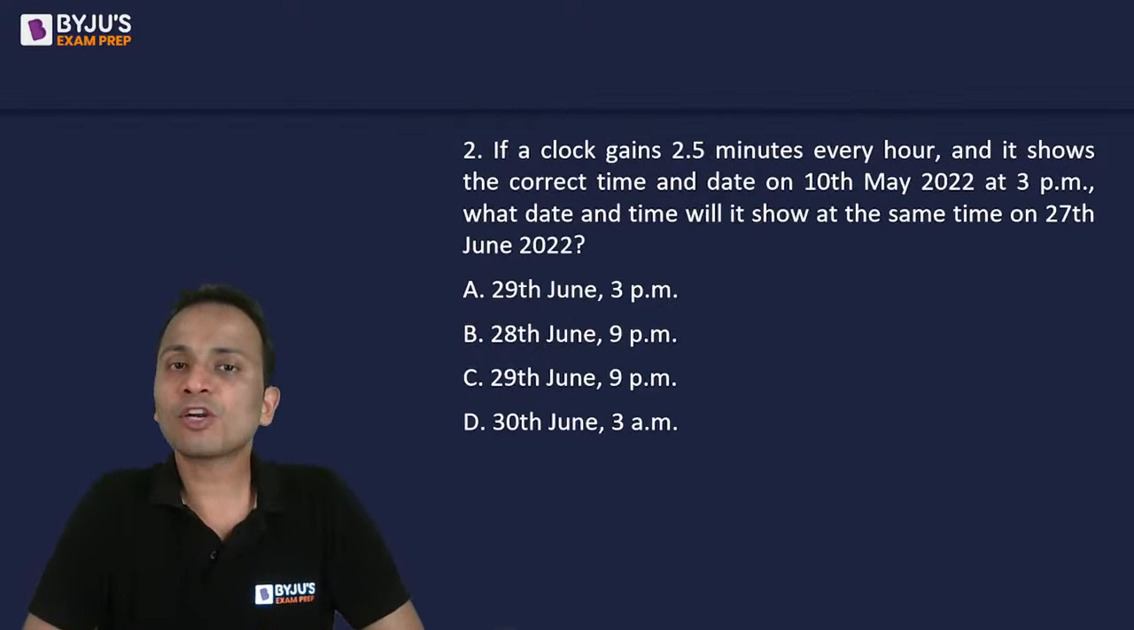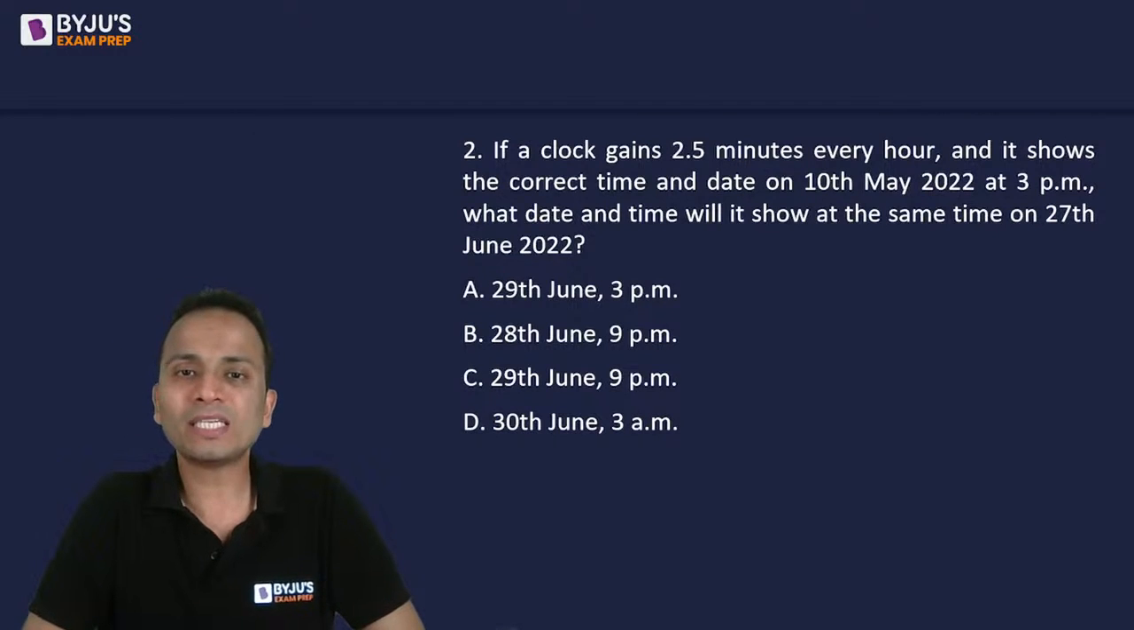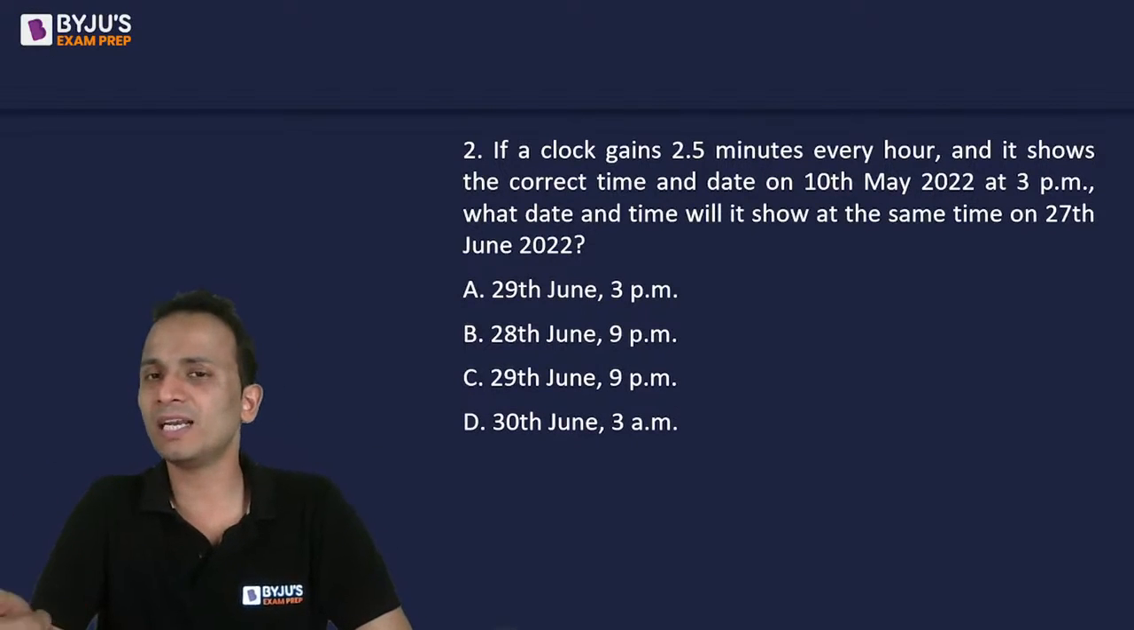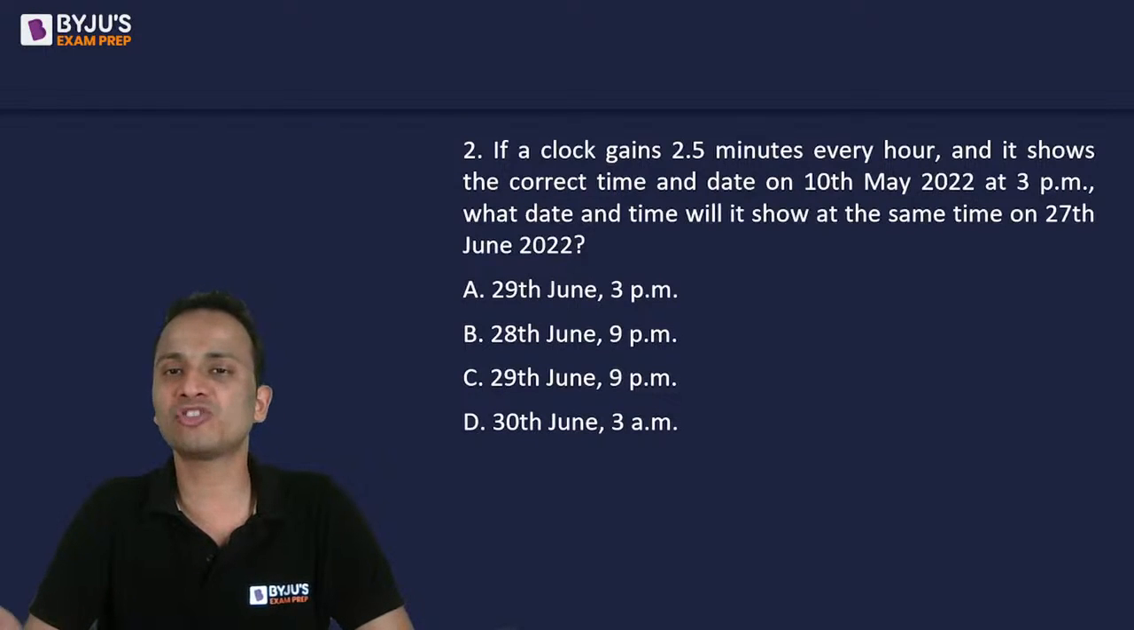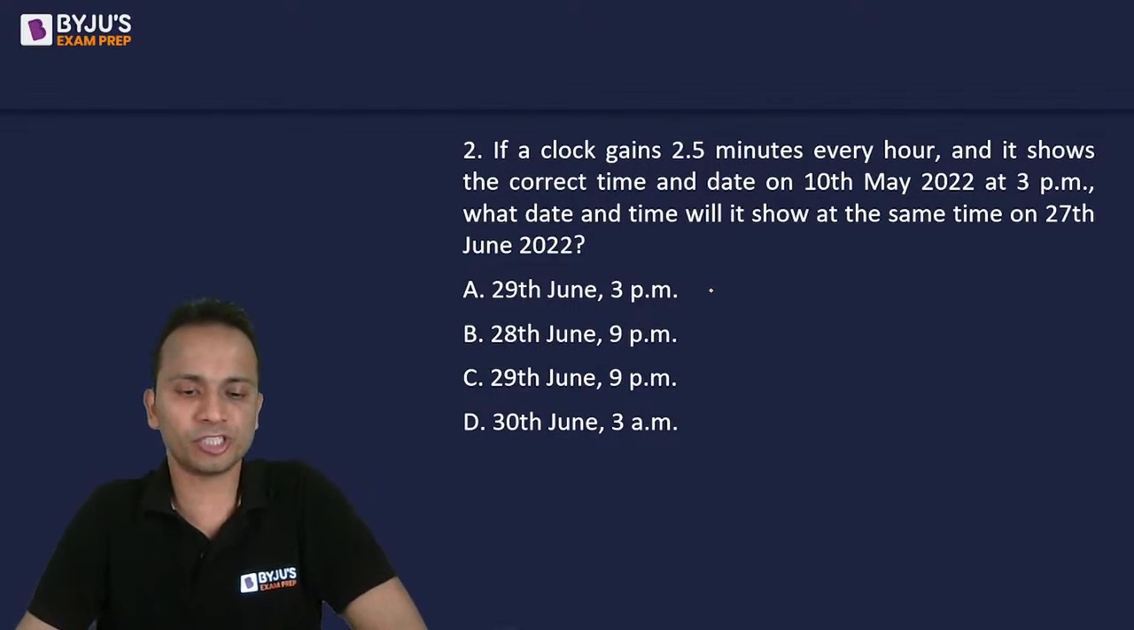If a clock gains 2.5 minutes every hour, and it shows the correct time and date on 10th of May 2022 at 3 p.m., then what date and time will it show at the same time on 27th June 2022? This is a slightly complex question compared to the previous one. The last question was a bit straightforward. This question is similar to the previous one, but slightly complex because the dates are also involved.